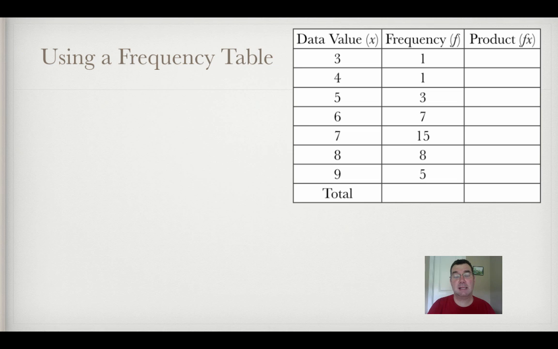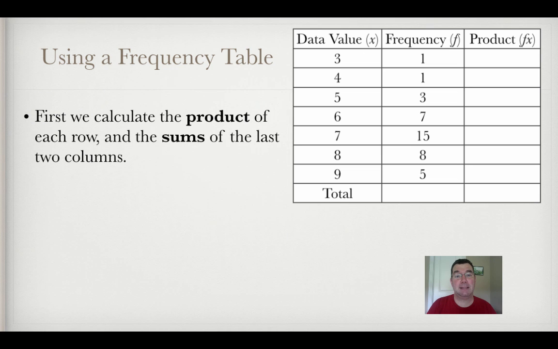Okay, so now let's look at a different example. I've got a set of data values and the frequency with which they appear. Again, not really sure what the situation is, but it really doesn't matter. So the number 3 shows up once, the number 4 shows up once, and so on down the table. So there's an easy way to calculate the mean in this case.